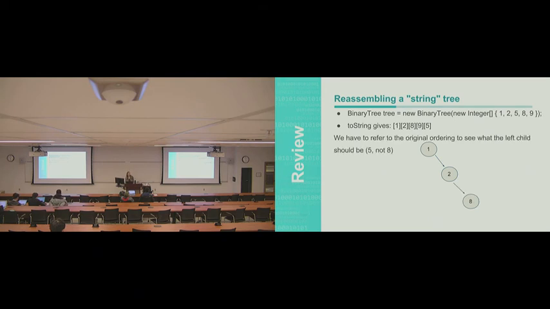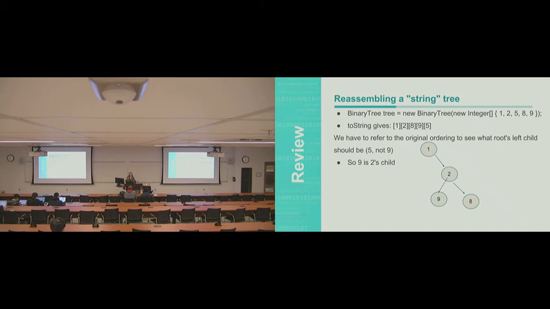And then in this case, we'll actually have to refer to the original ordering to see what the left child should be. The left child over here should be 5, not 8, but 8 is listed in the toString next. So we actually know that that's 2's right child because of how add works. Cool there?